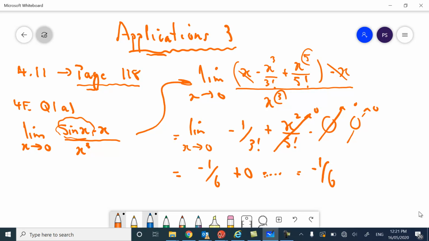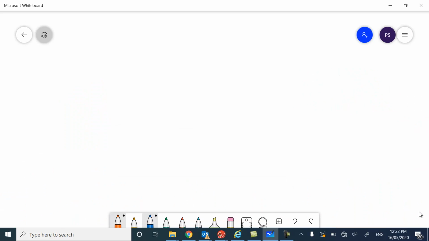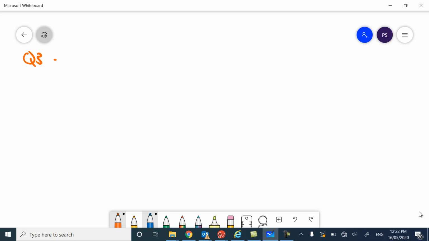So what I'd like to do is go to another one. Look, these are all pretty easy. So that's the problem from 4E question 1. I might go down and do another one. I can see here we've got question 3. I might just quickly look at question 3 on the same page, page 119. And let me just show you how to do this one.